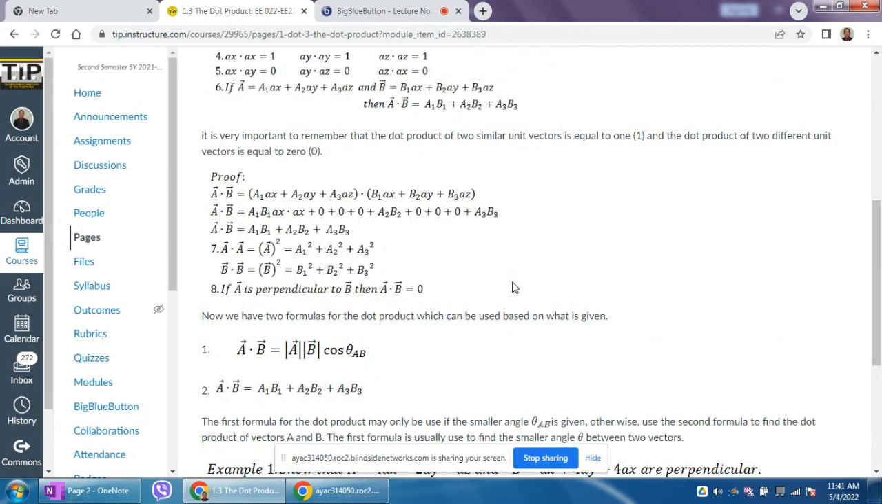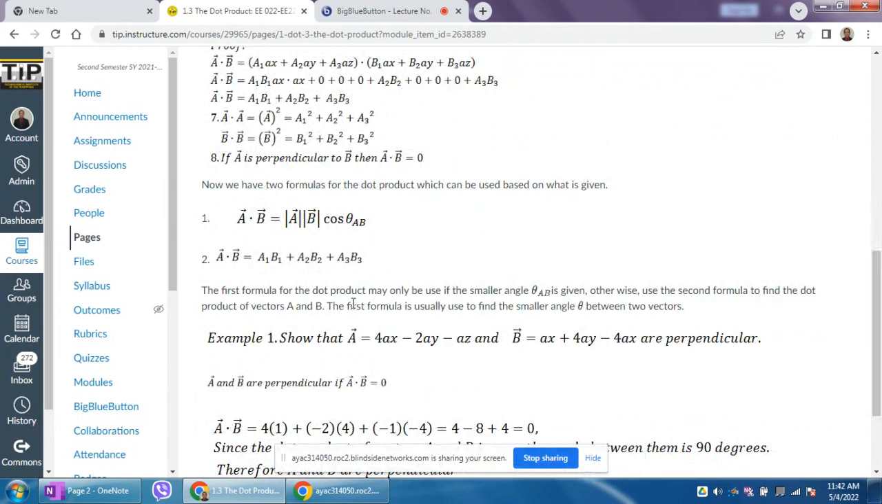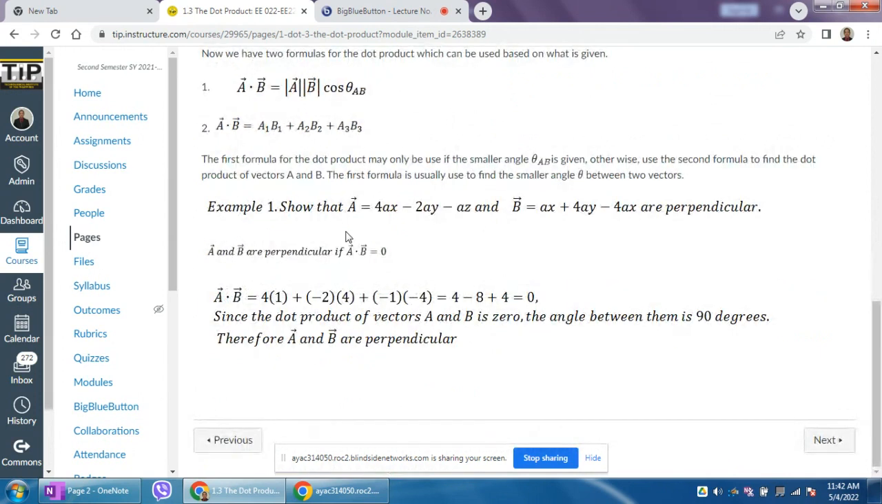So again, this is an alternative formula for dot product. Now, it is very important to remember that the dot product of two similar unit vectors is equal to 1, and the dot product of two different unit vectors is equal to 0. Binanggit ko na po yan sa inyo kanina. So we have here the proof. So tandaan niyo po yung dalawang formula na to for taking the dot product. Okay, let's have this example problem.